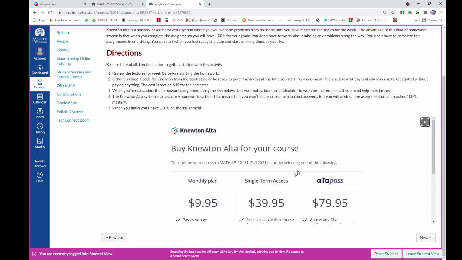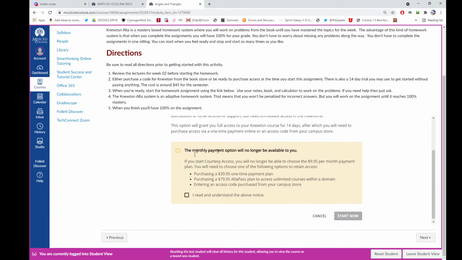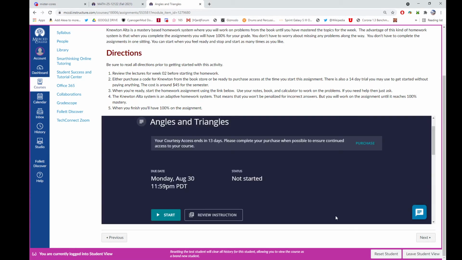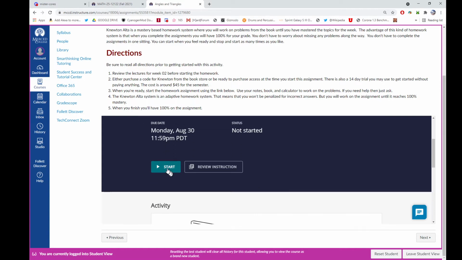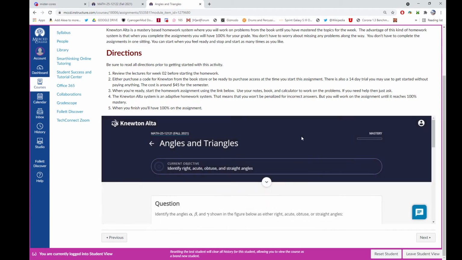So I'm just going to click purchase. I'm going to do get courtesy access. It tells me that I can't do the 9.95 a month plan if you do the free trial. I say I don't care, and then I can start my trial. Okay. At that point, I can just go ahead and start the homework, which I will do momentarily.